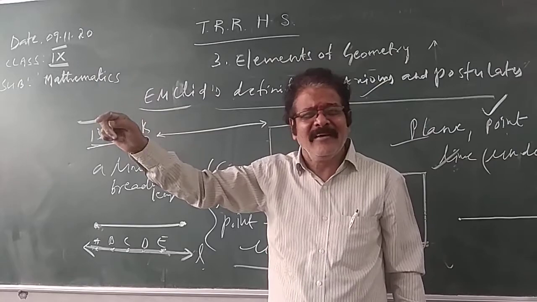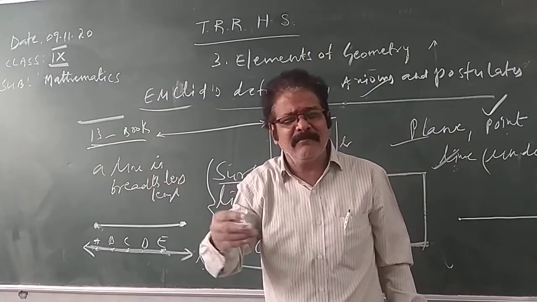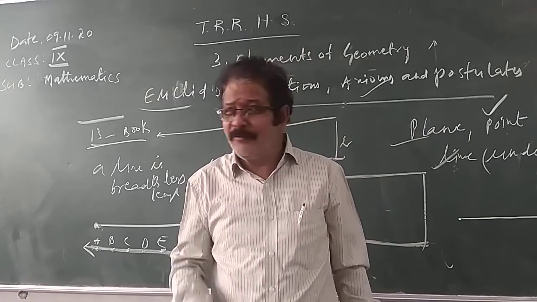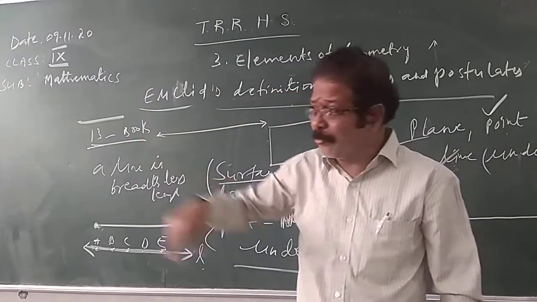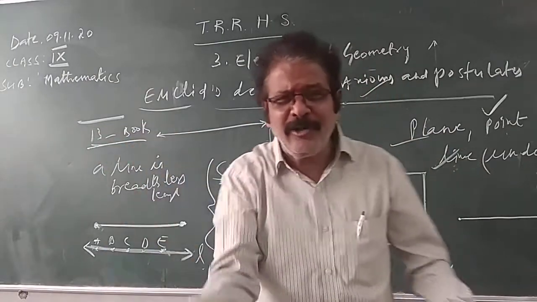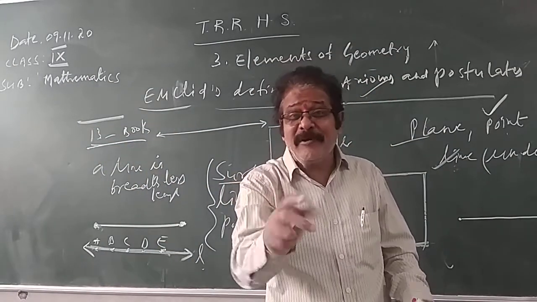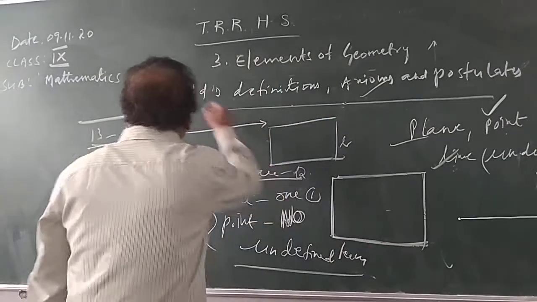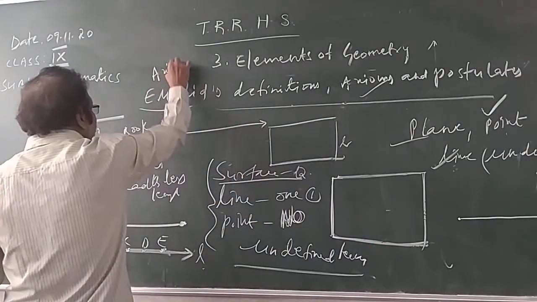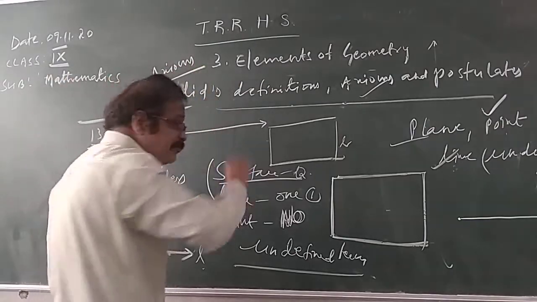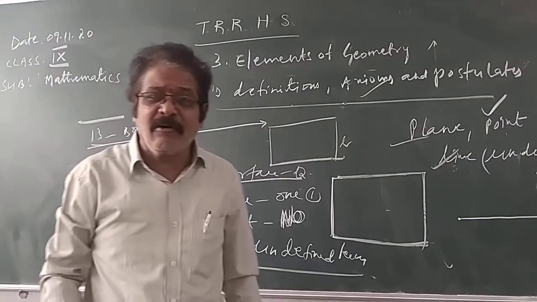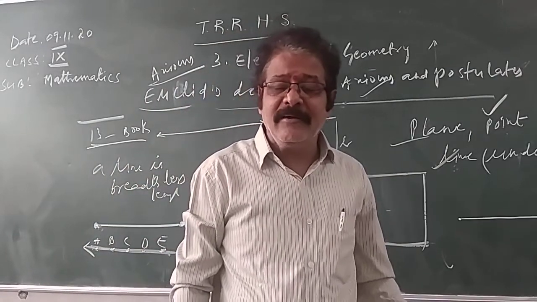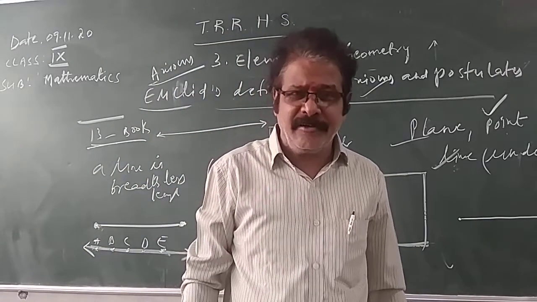This is an axiom. This statement doesn't need any proof. How can you prove that the sun rises in the east, or that the sun sets in the west? How can you bring the proof? For such statements, there is no proof. Such statements are called axioms. Self-evident statements are called axioms.